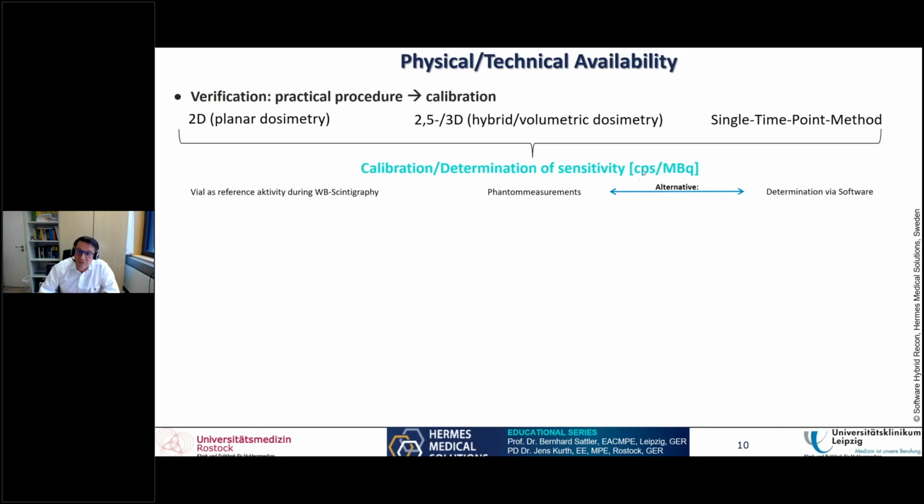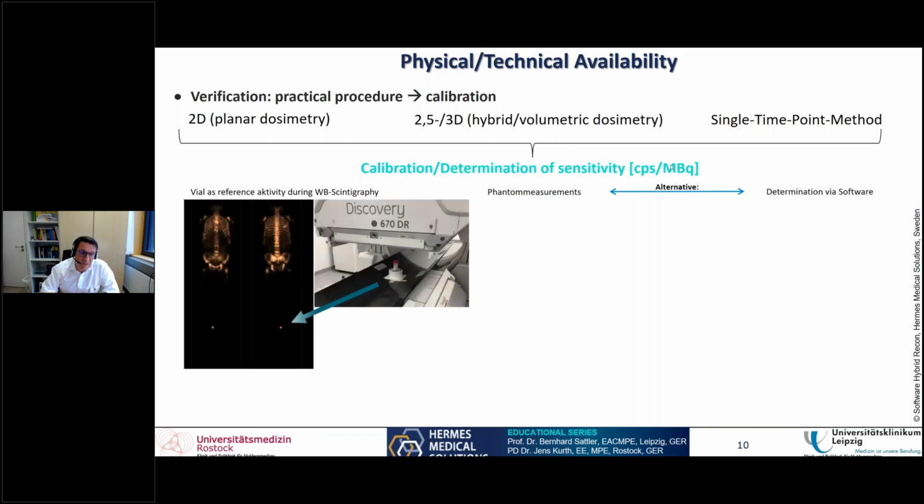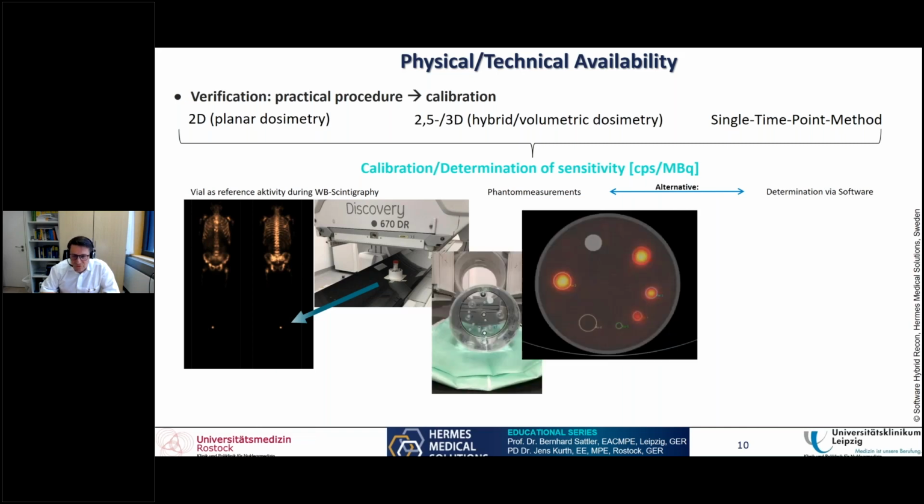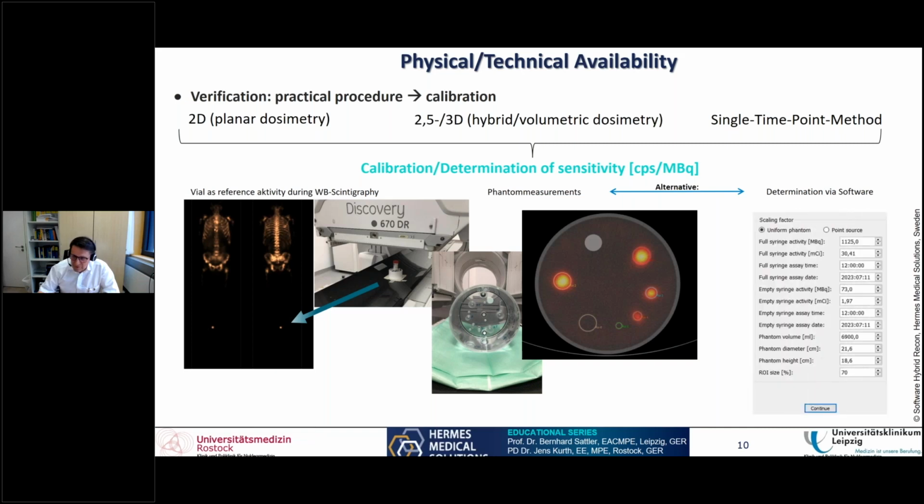Let's start here with the calibration and determination of the sensitivity. That means the counts per second per megabecquerel. That can be done with a known source or with a phantom. And then we determine the calibration factor. If we talk about Hermes, we have this window where we can decide if we had a point source or a uniform phantom, and then we will get our calibration factor. And that enables our gamma camera measurements, or even also PET measurements, where the calibration is more straightforward, to actually measure activity concentrations.